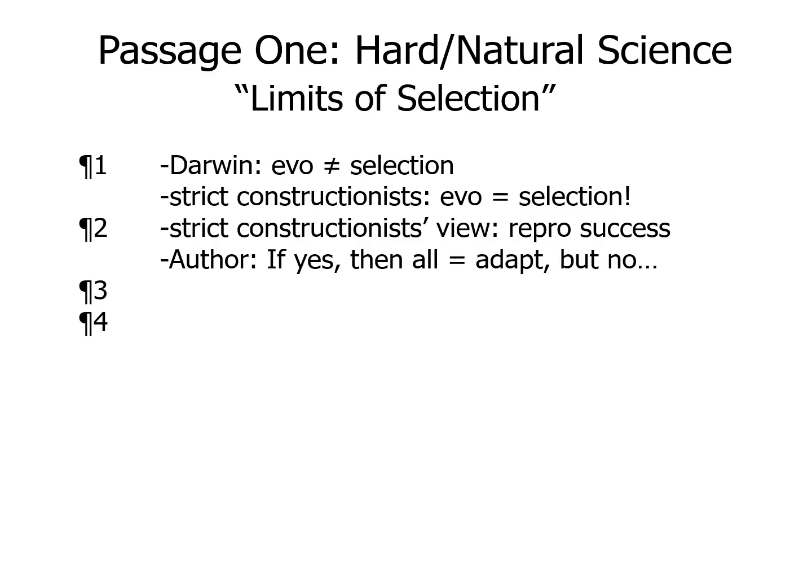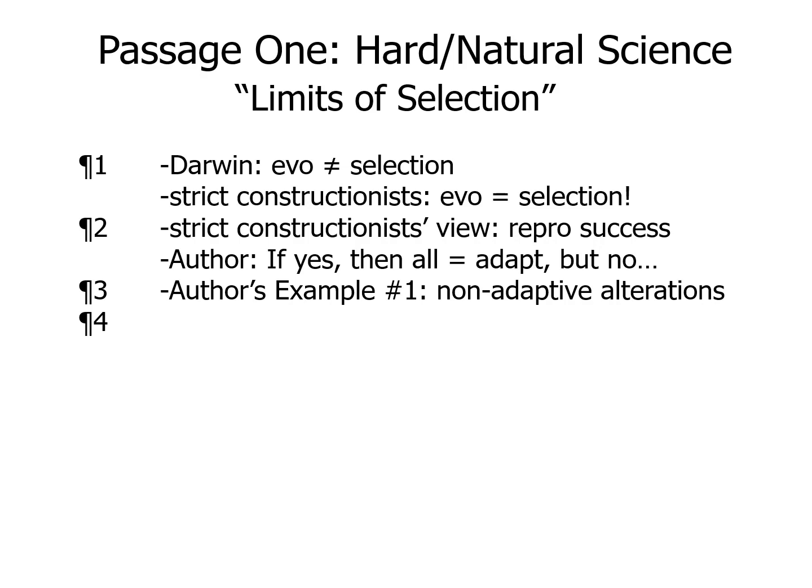The third paragraph and the fourth paragraph both give us examples that are used to support what the author just told us. The third paragraph is the example of non-adaptive alterations. So mutations that produce features that stick around even though they don't have any adaptive benefit, as the strict constructionists would say they would need to.